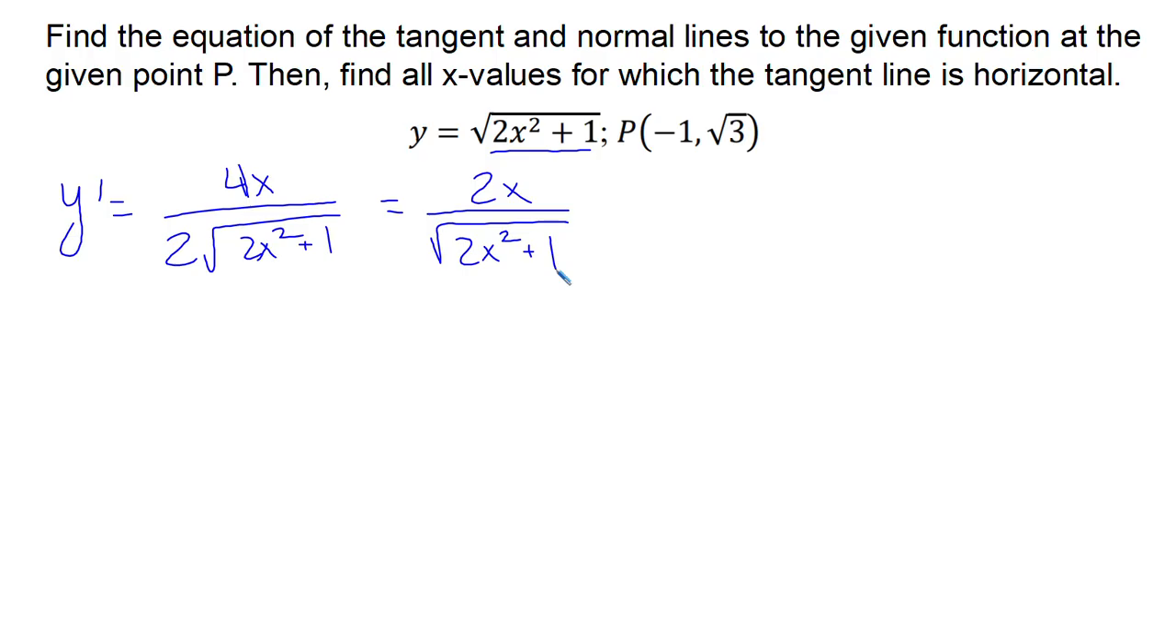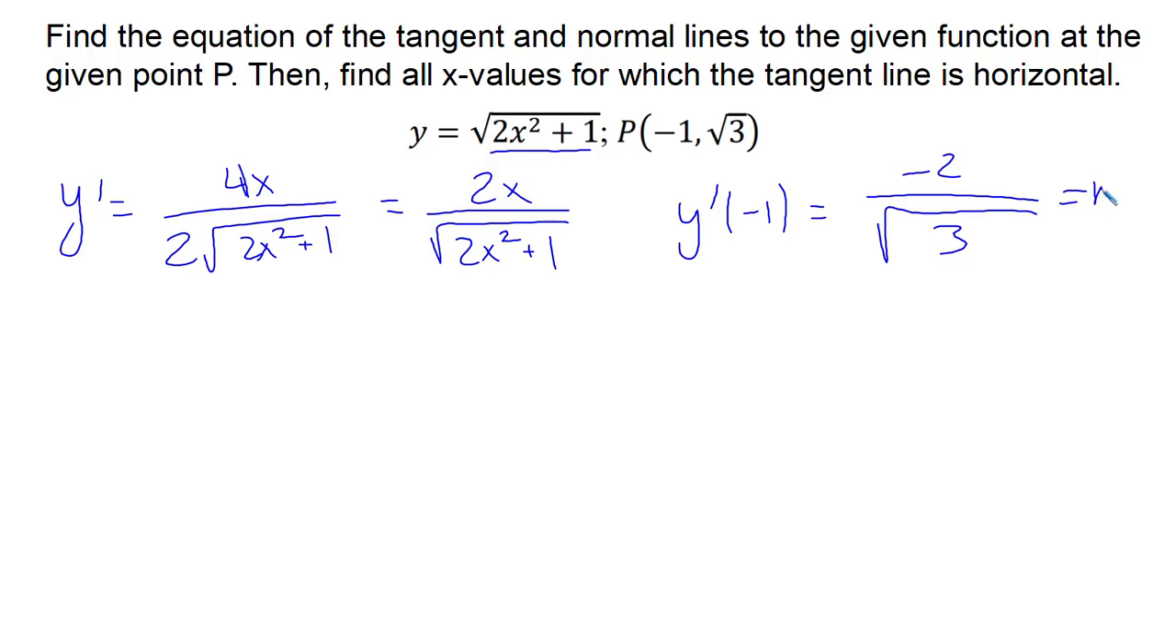Okay. So from there, we're just going to plug in the x value, just that -1, to find what our slope of our tangent line is. So we'll start off with y prime of -1, which is going to be a -2 in the numerator. And then in our denominator, it's going to be a square root of, well, let's see, -1 squared is 1. If we multiply that by 2, that's 2. And if you add 1, that's 3. So that slope is going to be -2 over root 3.